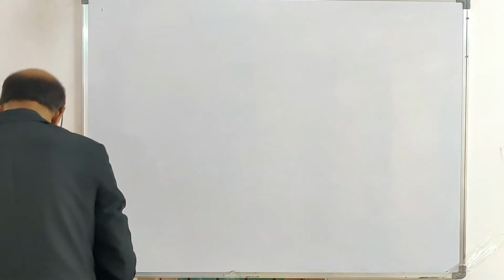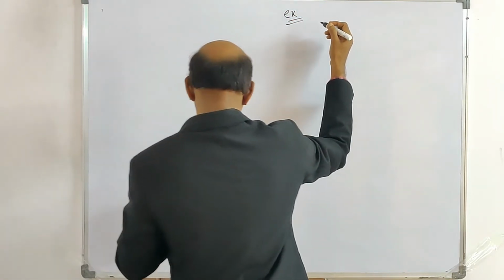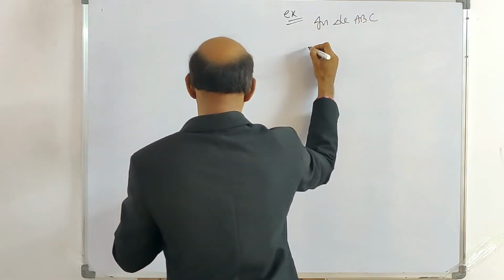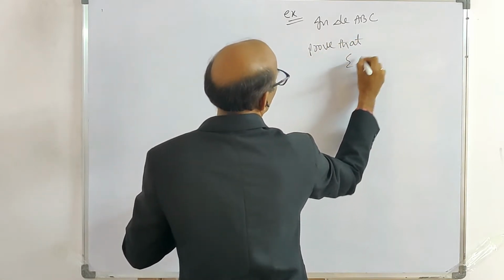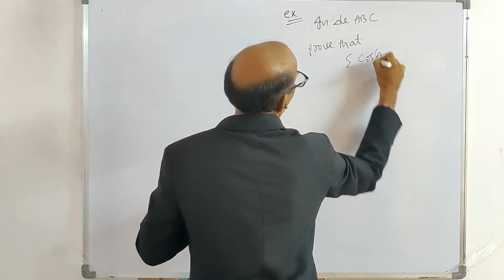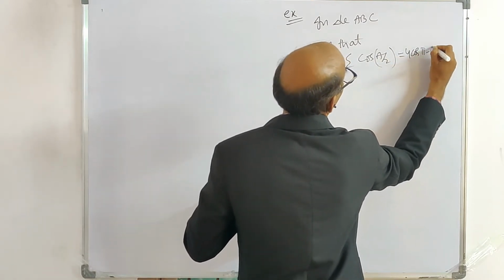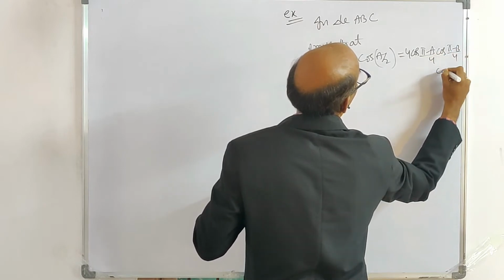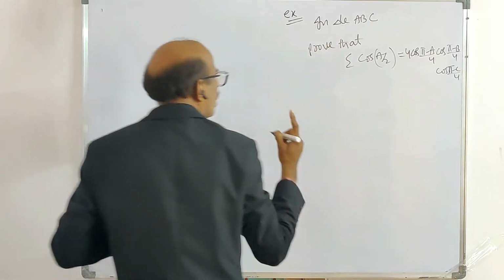One more example based on conditional identities in a triangle. So please note down. In triangle ABC, prove that sigma cos of a by 2 is equal to 4 cos of (pi minus a) by 4 cos (pi minus b) by 4 cos (pi minus c) by 4. I think you got my point.